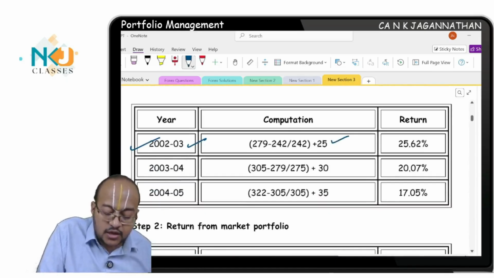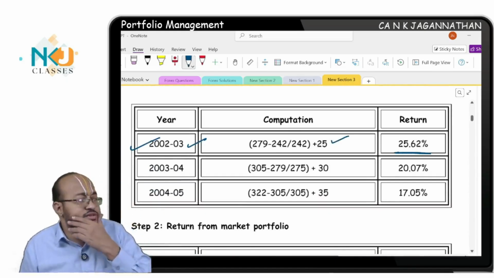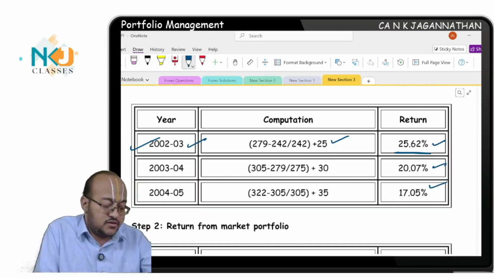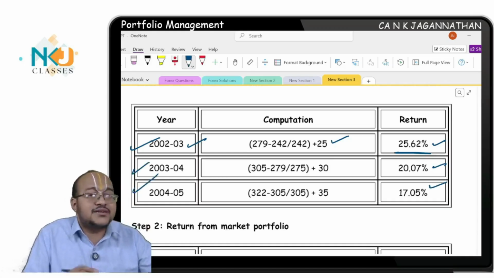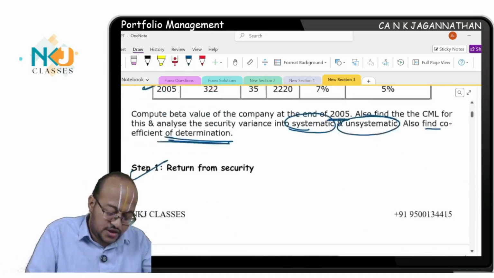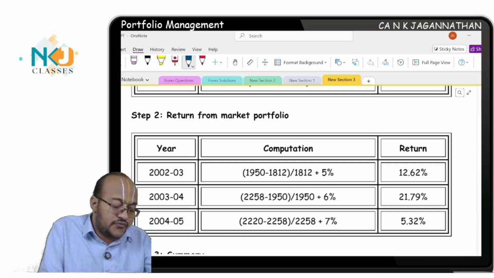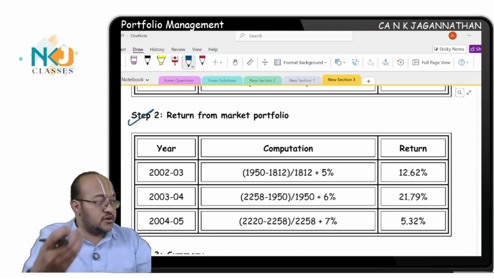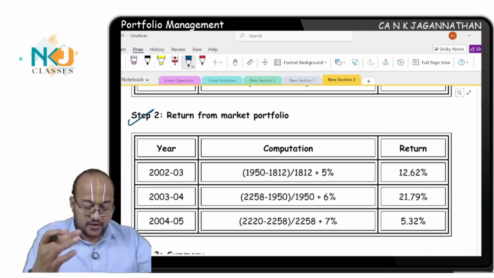Are you all understanding? This will be 25.62% return. Like this, I compute return for the respective years. 3 years return I got. This is the return from the share, that is JK Limited. Next, return from the market portfolio. Just like the individual share, the market will also have a return, right? Yes, that we need to compute.